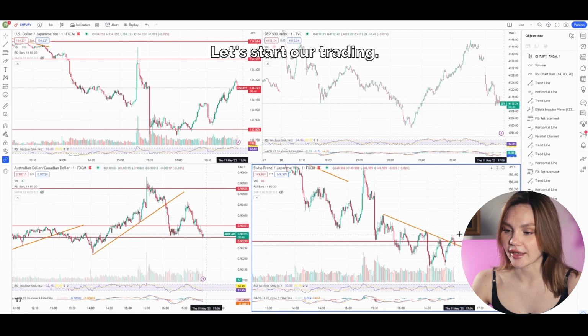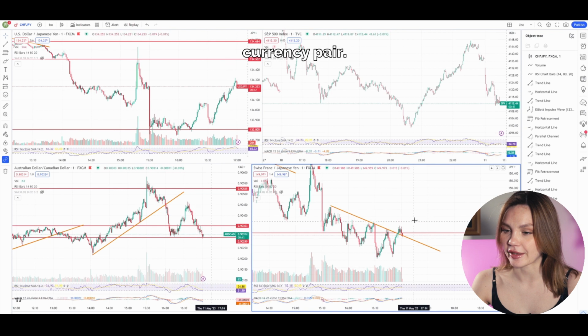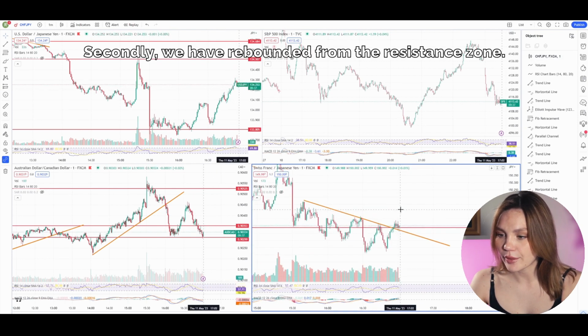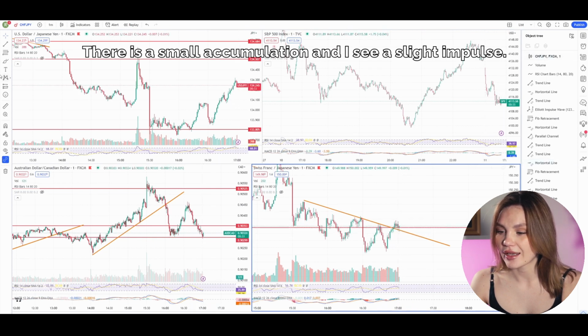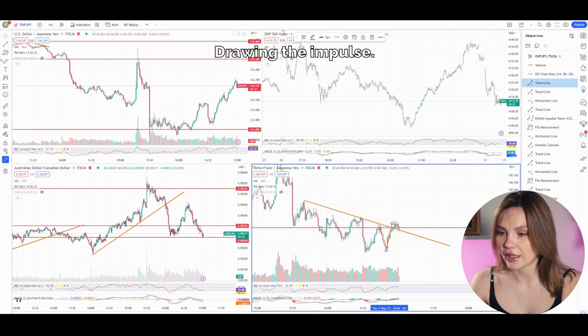Let's start our trading. Let's look at the situation on the Swiss franc Japanese yen currency pair. Firstly, we see a downtrend. Secondly, we have rebounded from the resistance zone. There is a small accumulation and I see a slight impulse. Let's draw it right away. Drawing the impulse.